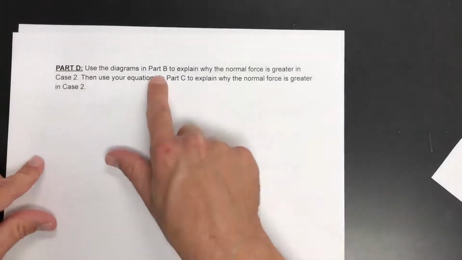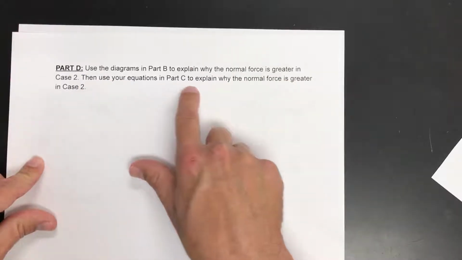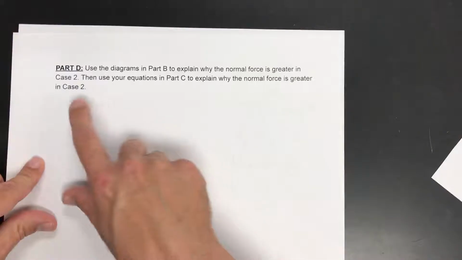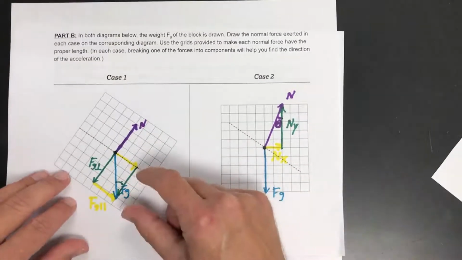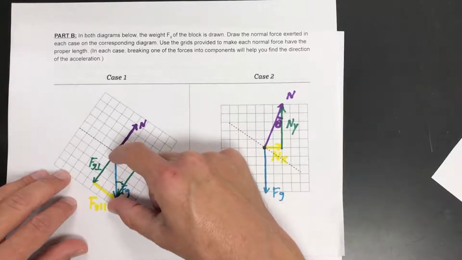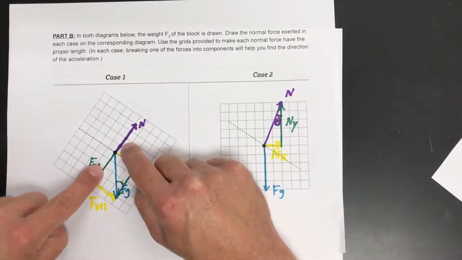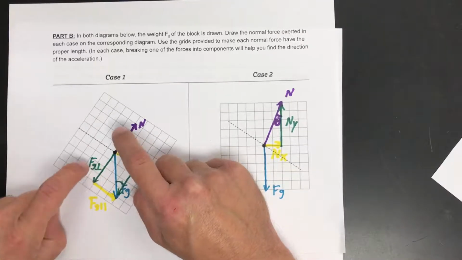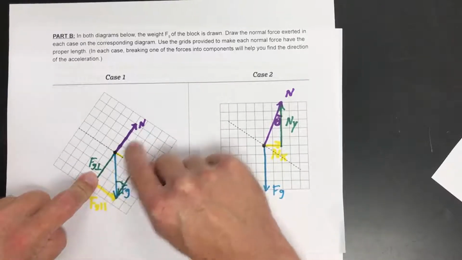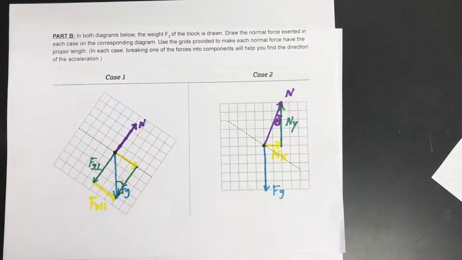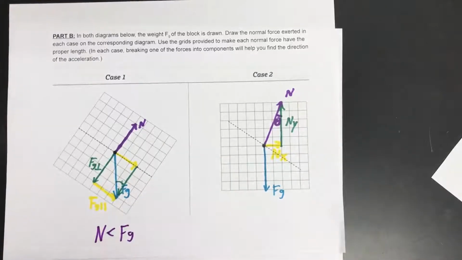So part D says use the diagrams in part B to explain why the normal force is greater in case 2. Then use your equations in part C to explain why the normal force is greater in case 2. So let's do it here first. So in this one, a part of the force of gravity, just a component, is equal to the normal force. So that means that the overall normal force has got to be less than the force of gravity, because just a part of the force of gravity can balance out the normal force. So let's just write that here. Normal has got to be less than the force of gravity because of that.